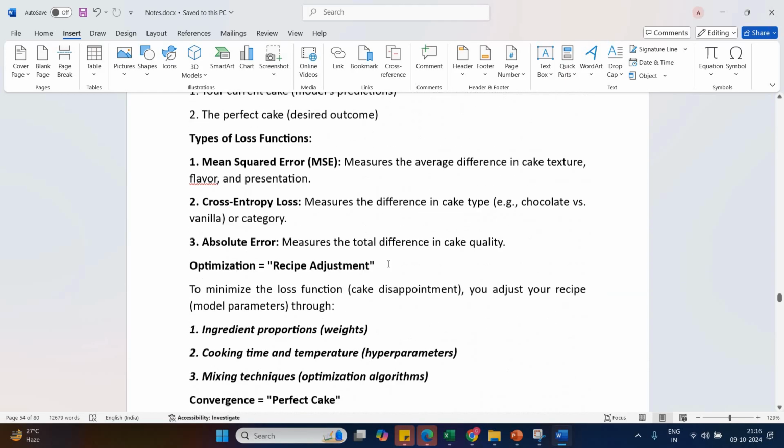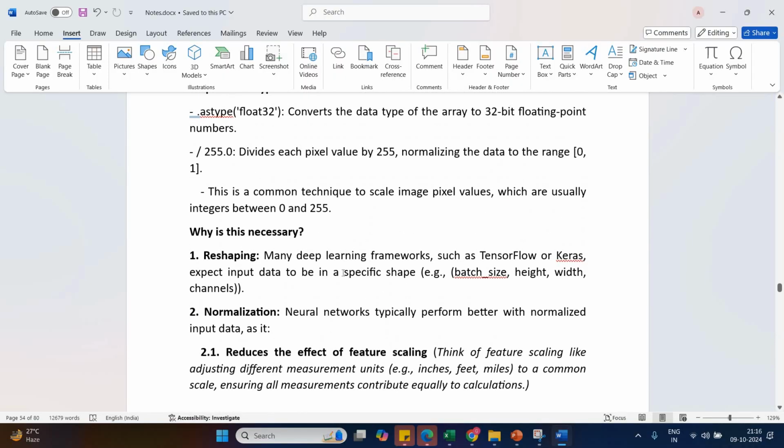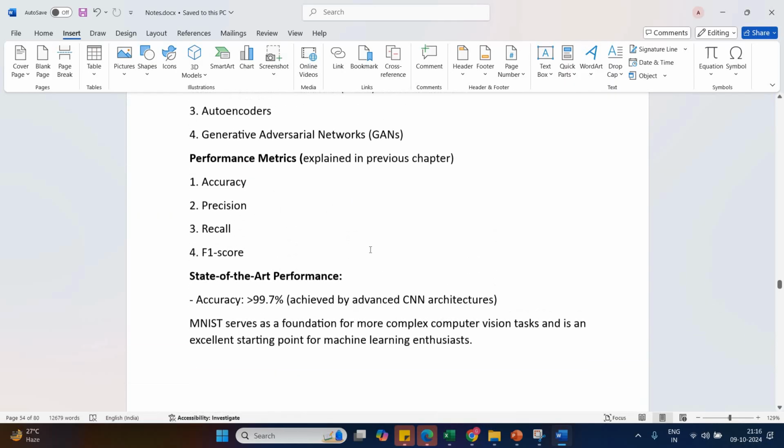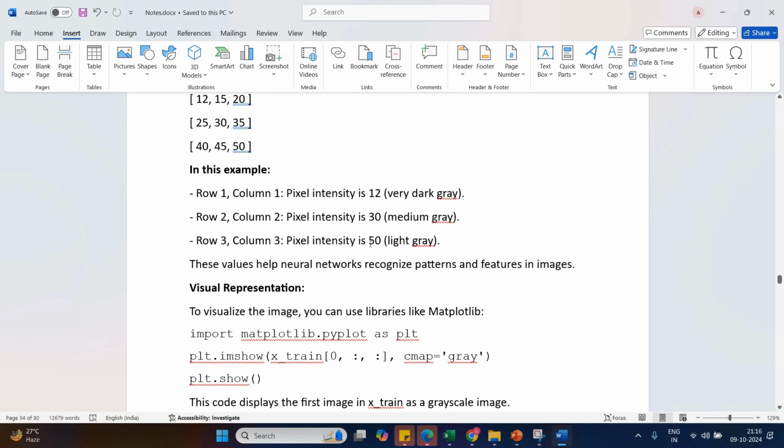Okay, so let's come back to our topics. So first one is reshaping, right? Reshaping doesn't have a very hard understanding here. You will not find it hard to understand, because every library that we are using here, like TensorFlow or the Keras library, all these libraries expect the input data in a specific shape, like batch size, height, width, and channels. You must have seen all these things in your code, right? So there are a number of things here.